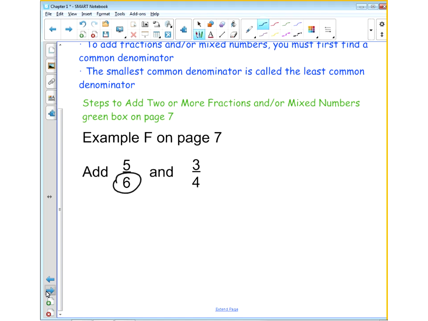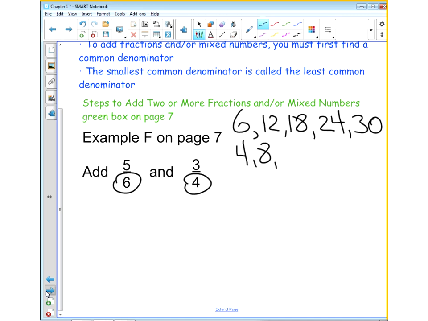So I'm going to take 6, and I'm going to write out the chain of 6, okay? For lack of a better term, I got 6, plus 6 is 12, plus 6 is 18, plus 6 is 24, plus 6 is 30. Okay, then I'm going to take 4, and do the same thing. 4 plus 4 is 8, plus 4 is 12, plus 4 is 16, plus 4 is 24. Okay, now do any of these numbers match yet? Let's see. Well, I got 12. 12's match. So that is my lowest common denominator right there.